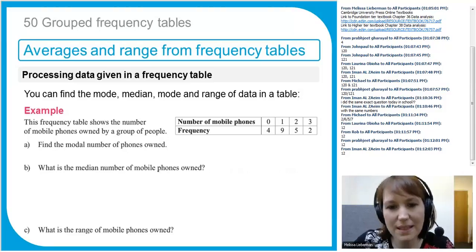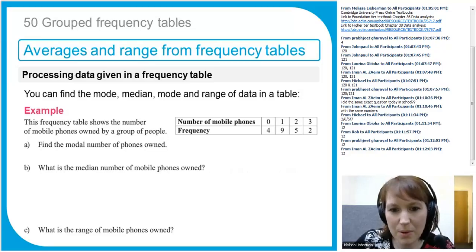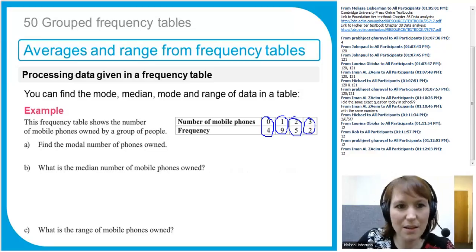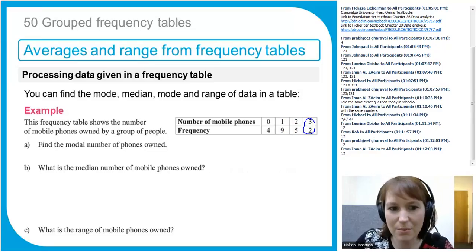So in this particular example, we've got a frequency table of mobile phones owned by number of people. So what this is telling you is number of mobile phones 0. So 4 people have no phones. 9 people have 1 phone, 5 people have 2 phones, and 2 people have 3 phones. So it's always a good idea to say, okay, what are these numbers showing me, just so that you don't get mixed up between the frequencies and the number of phones.